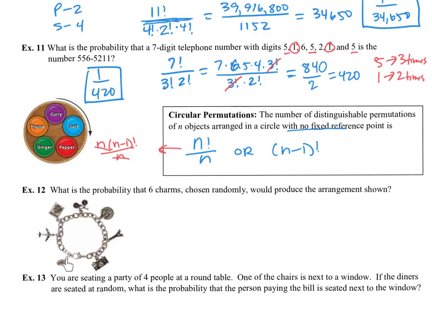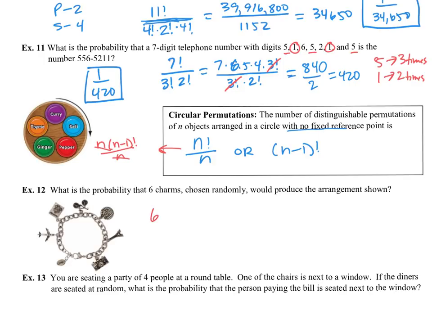Oh, I don't think this is an object. This is just the little tag on it. These are the actual charms. So 1, 2, 3, 4, 5, 6 charms. So to find how many ways, or what the probability of them being arranged in this order, we need to find the possible ways that that can happen.